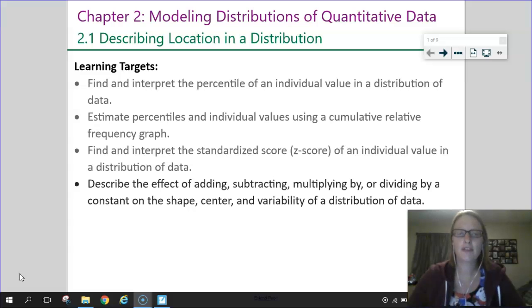Today we're going to talk about the final learning target in this section, which is to describe what effect either adding, subtracting, multiplying, or dividing by a constant throughout our entire data set would have on both the shape of the data as well as the center and spread of the data. Make sure you label your notes 2.1b and then move on to the first example.